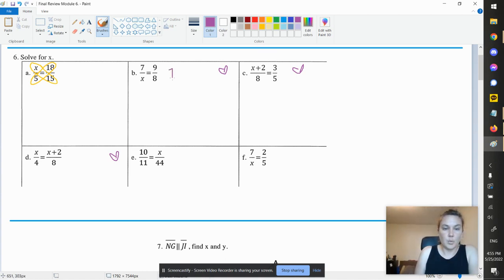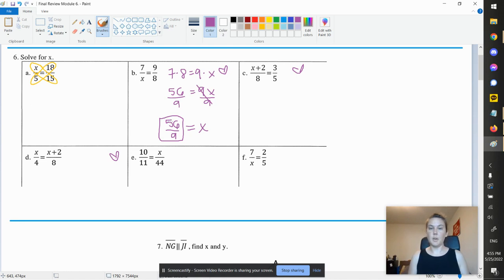So here we would do 7 times 8 equals 9 times x. 7 times 8 is 56. And then to get x by itself, we want to divide by 9. And I've got my answer. We can, of course, make this a decimal if you want to. I like fractions.